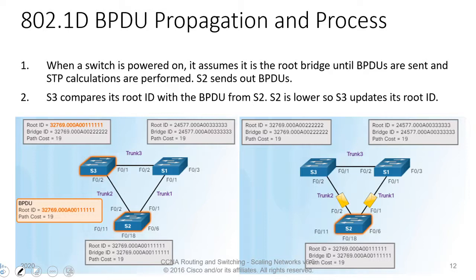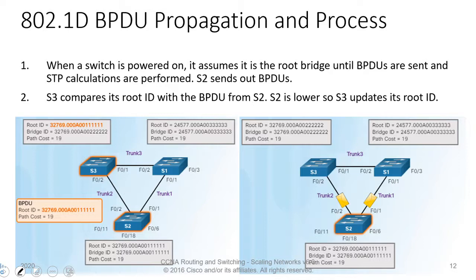When a switch is powered on, it will first assume that it is the root bridge until other BPDUs are sent and spanning tree protocol calculations are performed. It will initially assume that it is the root bridge.